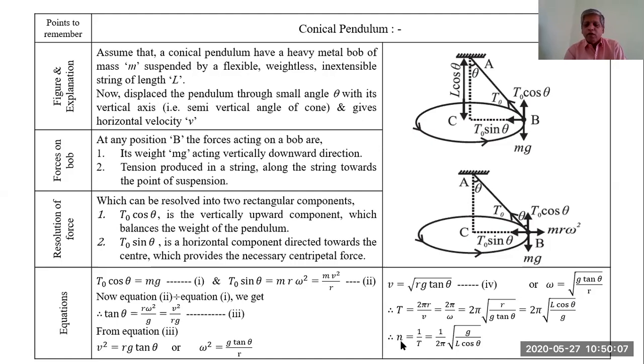Therefore the frequency of a conical pendulum equals 1 upon period, that is the reciprocal of the period, and that equals 1 upon twice pi into square root of g upon L cos theta. This is the expression. In these articles, questions will be asked like this: explain the conical pendulum and obtain the expression for the period or frequency of a conical pendulum. Now we stop here.